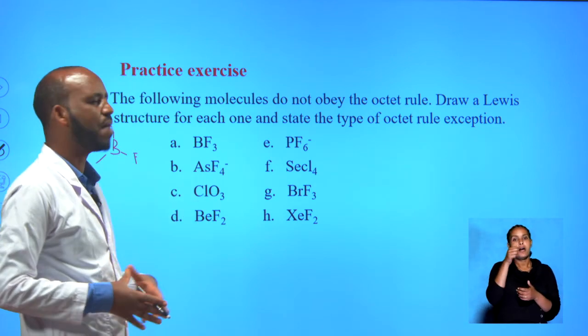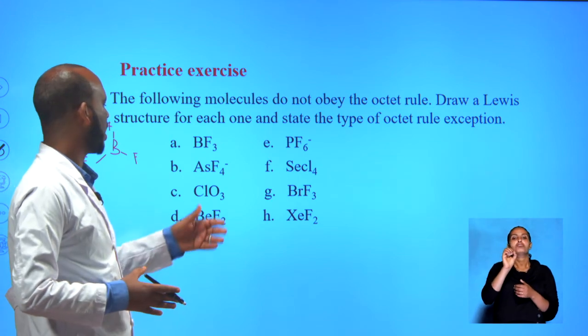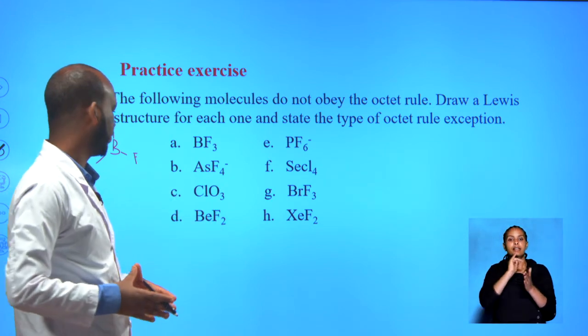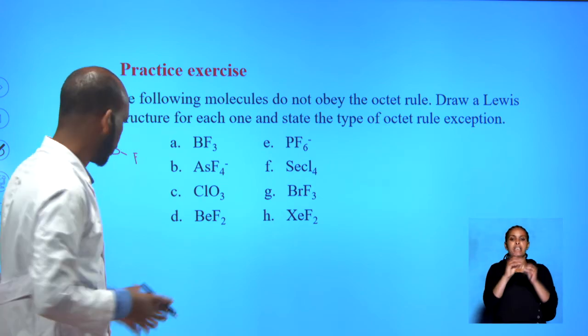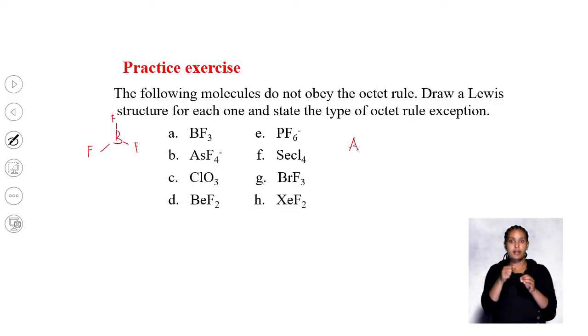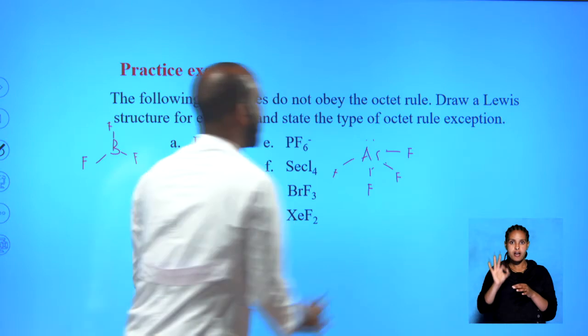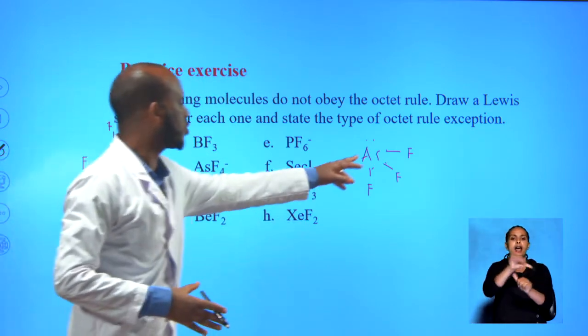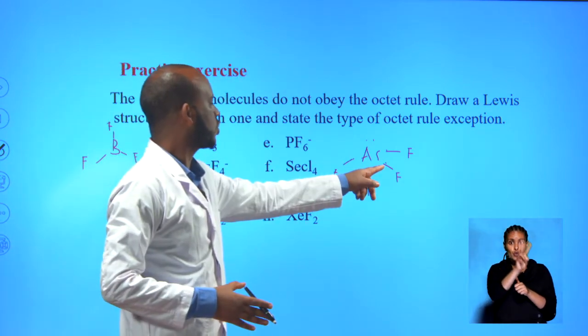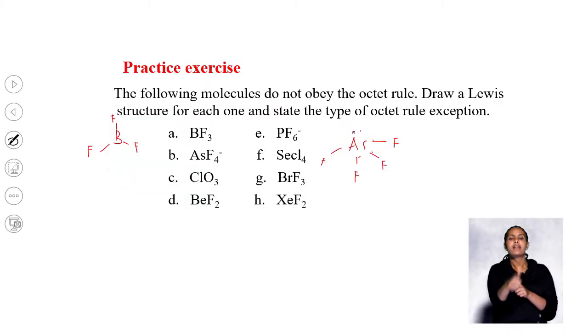AsF4 minus. The valence electron of arsenic is 5 plus 1, 6. Arsenic, 6, bonded with 4 fluorine atoms. How many electrons are there on the central atom, arsenic? 2, 4, 6, 8, 10, which is known as an expanded octet, more than 8 electrons on the central atom.